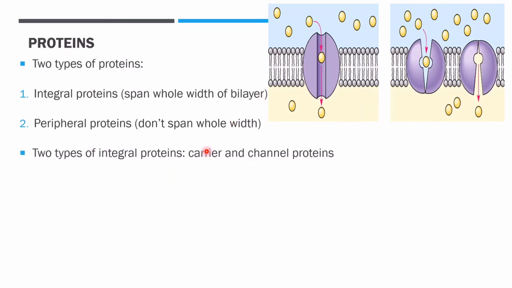And with integral proteins, the ones that span the entire width of the membrane, there are two types. Carrier proteins, the ones here, and channel proteins. Channel proteins are fluid-filled tubes that allow water-soluble substances to enter the membrane, and carrier proteins change their shape when attached to specific substances to allow them through into the membrane or out of the membrane.